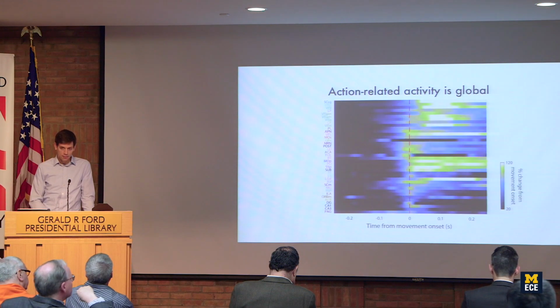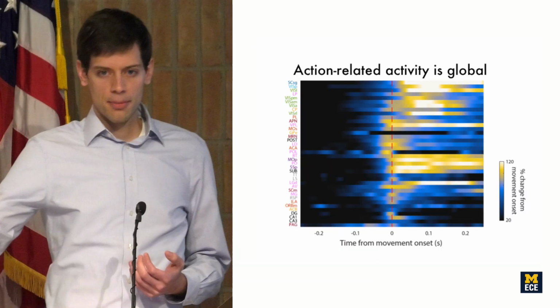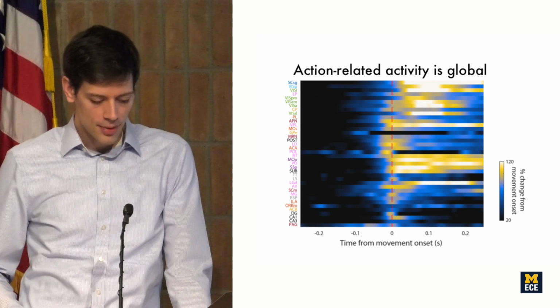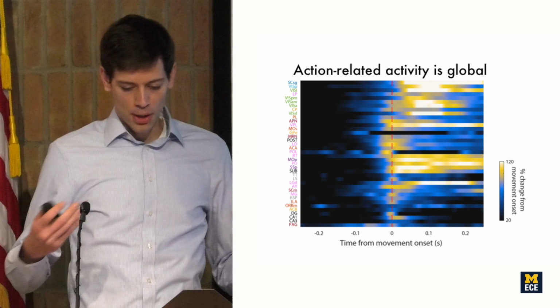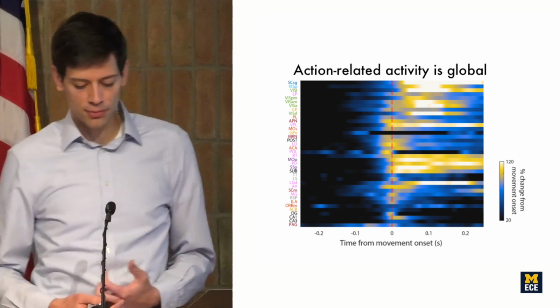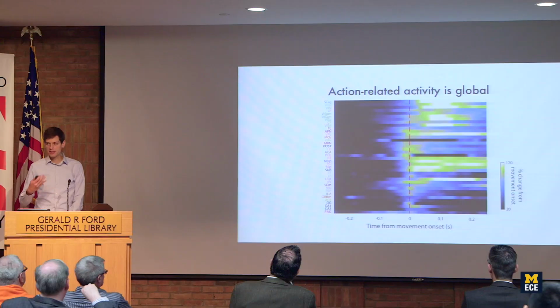In addition to reward, action-related activity is also observed globally. So here I'm aligning to the movement onset, the time when the mouse starts pushing the wheel and making his response. And you can see that in the 50 to 100 milliseconds prior to movement onset, nearly every brain region is ramping up its activity. So at least areas are getting a signal, perhaps a corollary discharge signal, or perhaps they're playing some active role in the movement generation, but at least every area is representing the fact that a movement is impending.